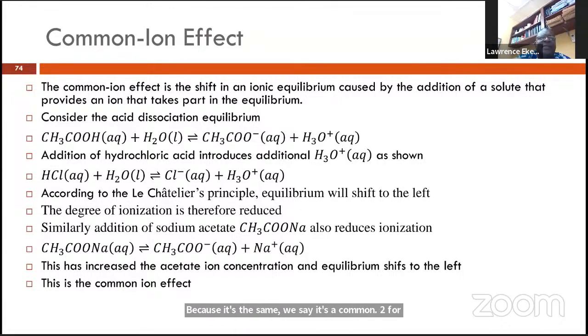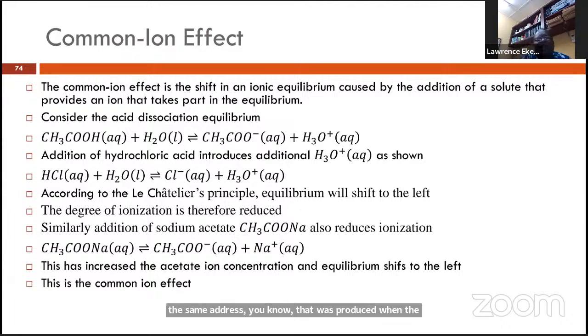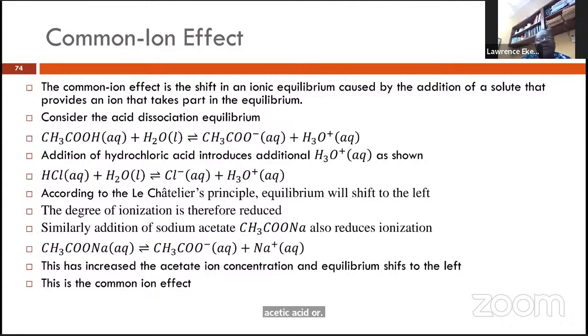Take, for example, acetic acid reacting with water. It will undergo ionization to give you the acetate anion and a hydronium ion. So if another solute, for example hydrochloric acid, is introduced, and hydrochloric acid undergoes ionization, it will give you the chloride anion, Cl minus, and the hydronium ion. So you now have the same hydronium ion that was produced when the acetic acid underwent ionization. So for the first equation, you have hydronium ion. For the second equation, you have hydronium ion when the acid is added.